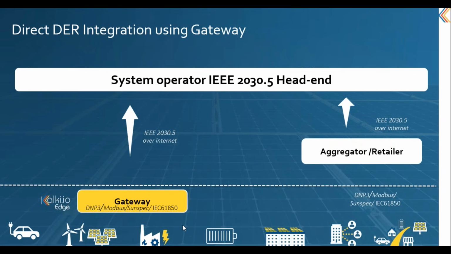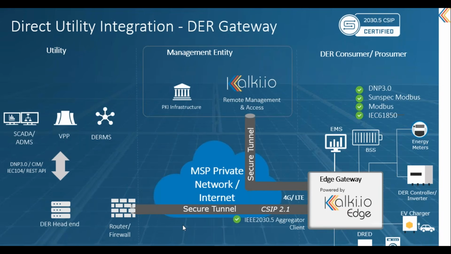Let's look at how it is connected. Calculator Edge is software which can be installed on edge gateways, and the edge gateway can directly connect with different types of DERs on protocols like DNP3, SunSpec, Modbus, or IEC 60870-5, etc. And we can connect directly with energy meters or inverters over serial or IP interfaces.